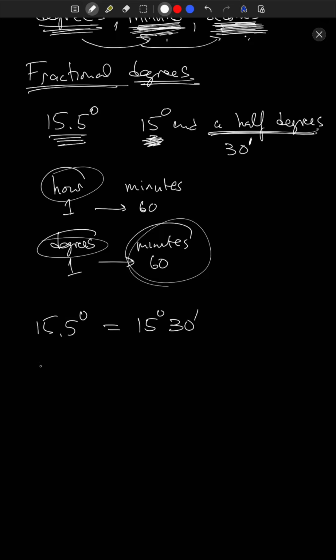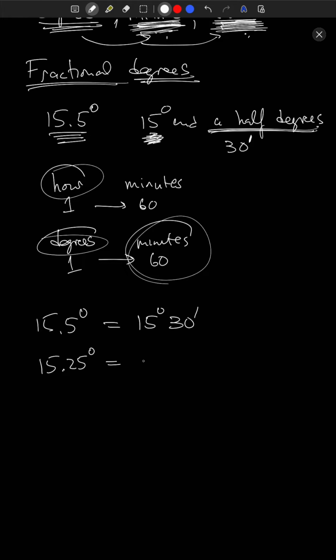All right. So 15.25 degrees, right? What is that? That's 15 degrees, right? And 0.25 is a quarter, right? A quarter of one. So think of it again as a quarter of an hour. What's a quarter of an hour? It's 15 minutes, right? So this is 15.